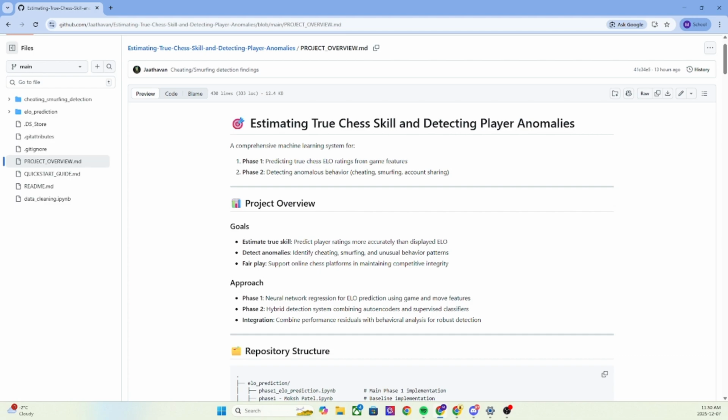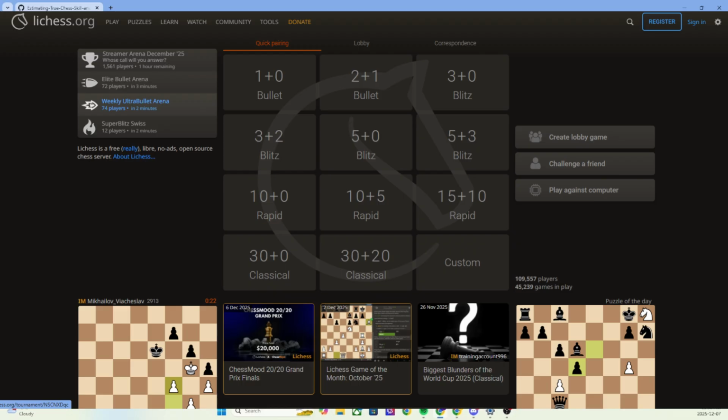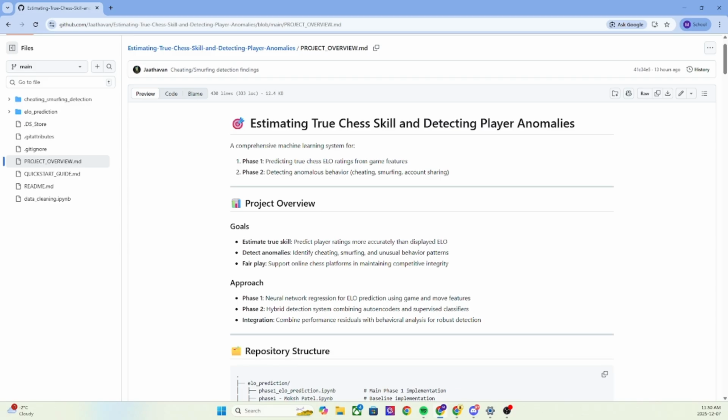Hello, today we are going to be presenting our project, Estimating True Chess Skill and Detecting Player Anomalies. The learning problem we address is the increasing difficulty of detecting cheating and smurfing in online chess. Over the past few years, platforms such as chess.com and Lichess have reported rising cases of engine-assisted cheating.